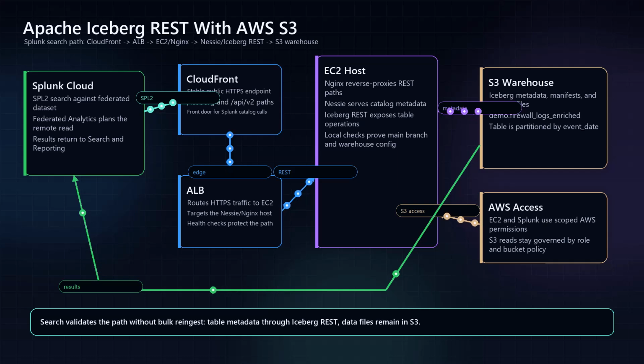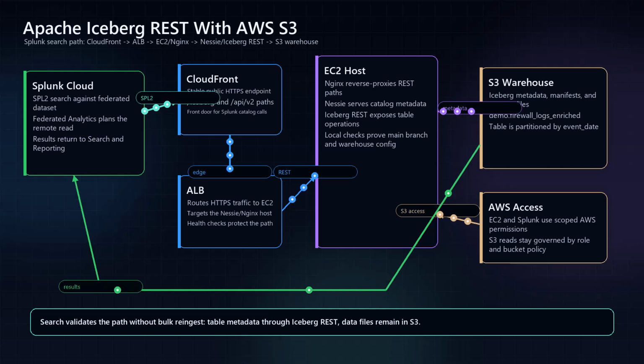The data path is different from a copy path. S3 remains the warehouse for metadata, manifests, and Parquet files. IAM and bucket permissions control who can read the objects. Splunk uses the catalog to understand the table, then reads only what the search needs. With that shape in mind, the setup section focuses on the service boundary that makes this reachable and searchable.